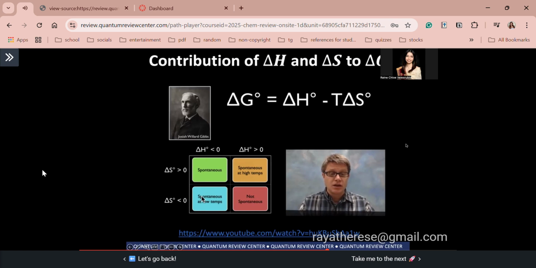Likewise, same thing down here. In this case, we can have a decrease in enthalpy, but our entropy, even though it is going down, we have a really low temperature, so it's not going to swing us as much.